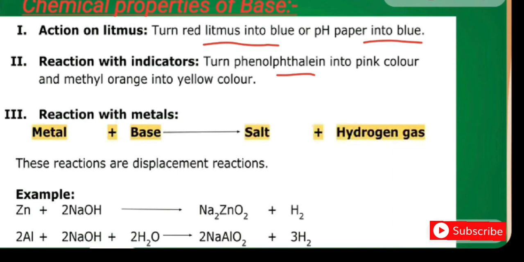Reaction with metal. When a metal reacts with a base, like an acid also, it produces salt and hydrogen gas. Zinc plus sodium hydroxide will give you sodium zincate plus hydrogen gas. Also, aluminium with sodium hydroxide, a base, in the presence of water will produce sodium metaaluminate and hydrogen gas.